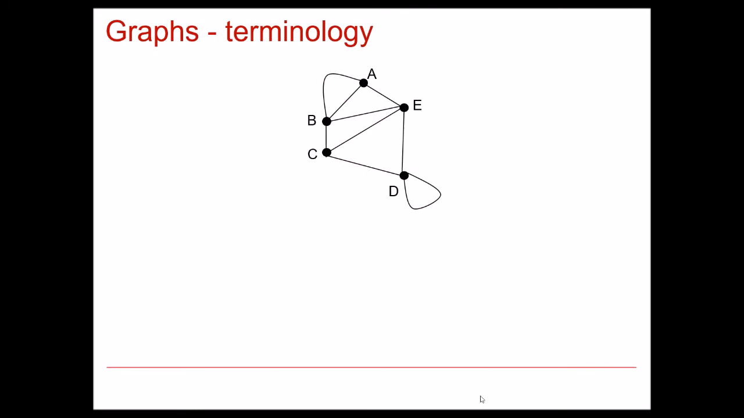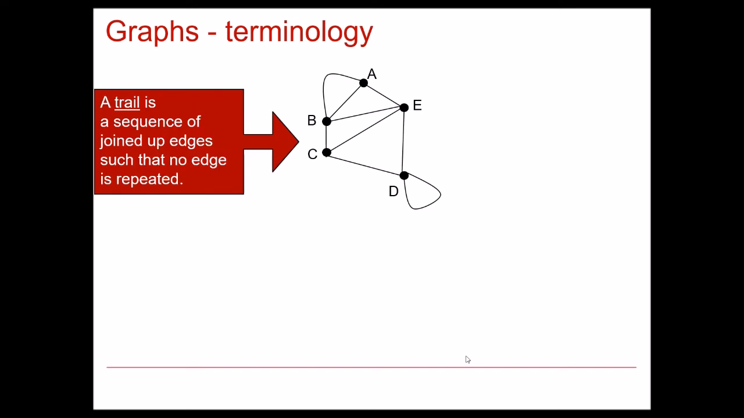Okay, so now we're going to talk a little bit about some more terminology that we use when we're thinking about moving around a graph. So the first word that you need to understand the meaning of is a trail. And that's defined as a sequence of joined up edges such that no edge is repeated. So let's have a look at an example of a trail.